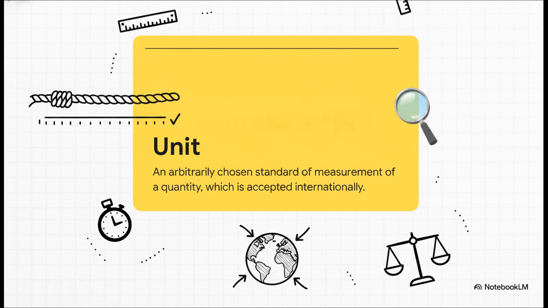Because, honestly, the whole process of measurement is just a process of comparison. If I tell you a rope is 10 meters long, what I'm actually doing is proving that this specific rope is exactly 10 times as long as our universally accepted 1-meter reference standard. Without that agreed-upon standard, the number 10 means absolutely nothing.